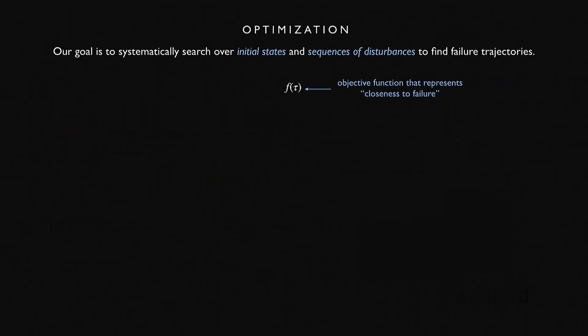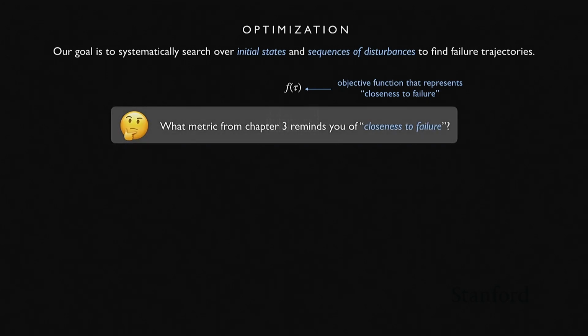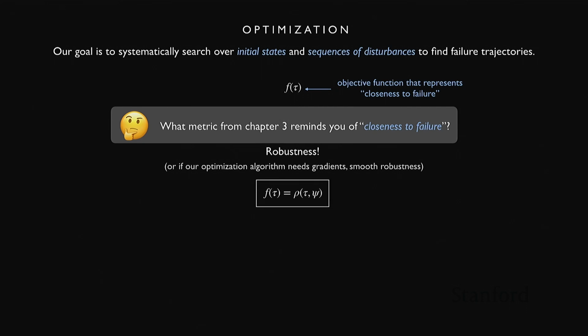So we said we needed some objective that represented closeness to failure, and we remembered from chapter 3 that robustness does exactly what we want here, or smooth robustness if we're going to use an optimization algorithm that needs gradients. And so we said we'll just use this as our objective function.